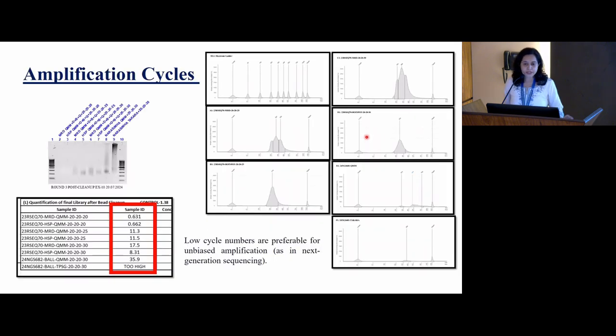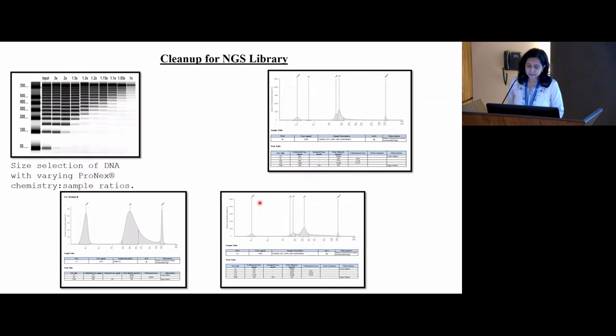So the amplification cycle also plays an important role in NGS. Usually low cycles are preferable for unbiased amplification. For that also we have these results in which you can see some adapters are there. So for the amplification cycle, we have to keep in mind at which cycle we can get a proper peak and a proper library, only then is it able to be loaded onto your surface.